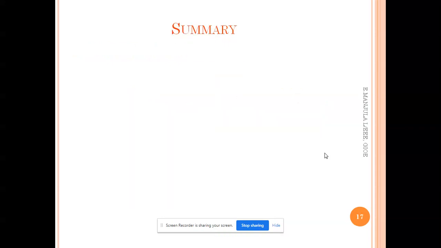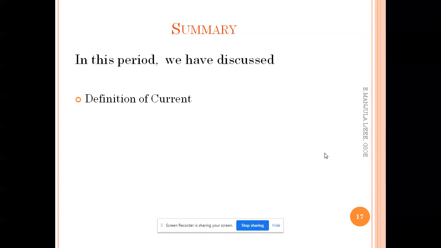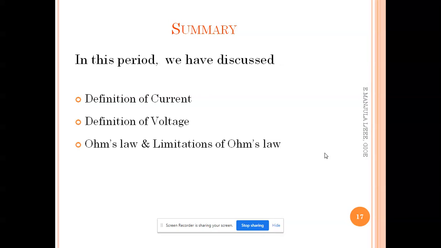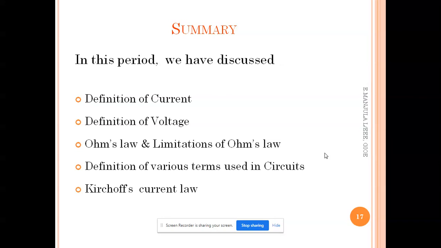So in this session we discussed the definition of current, the definition of voltage, Ohm's law and the limitations of Ohm's law, and the definitions of various terms involved in the circuit. We also discussed the Kirchhoff laws and Kirchhoff voltage law, and we have seen one animated video on Ohm's law. I hope after completion of this session you have got some idea on Ohm's law, Kirchhoff current law and Kirchhoff voltage law.